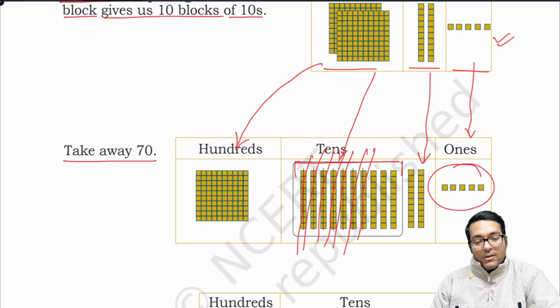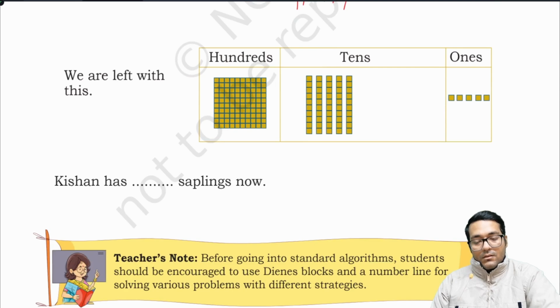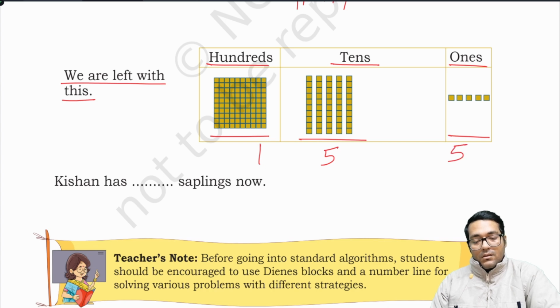You are left with 5 ones, 5 tens and 100. That is 155. We are left with this: hundreds, tens, ones. 100, 5 tens, 5 ones. Kishan has 155 saplings now.